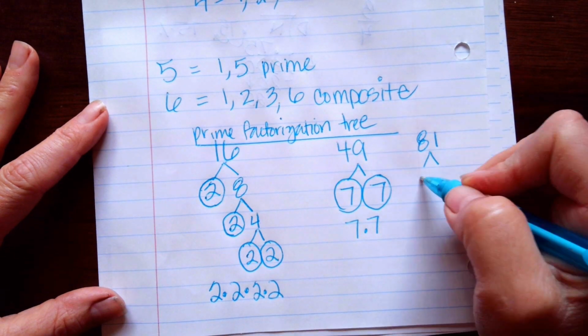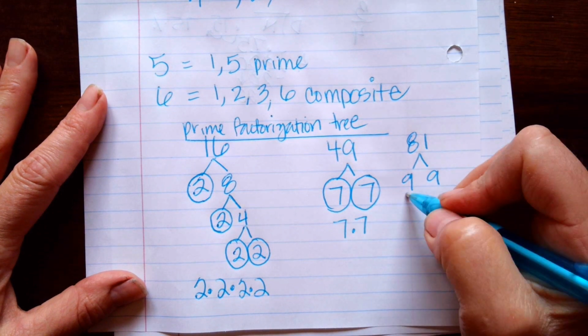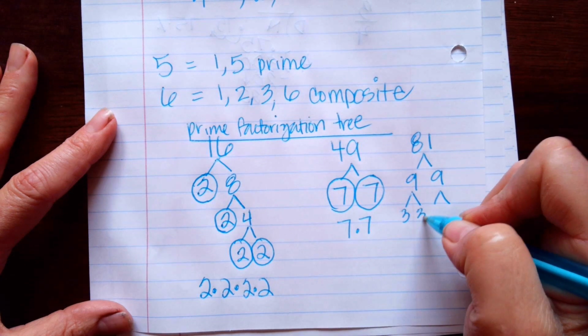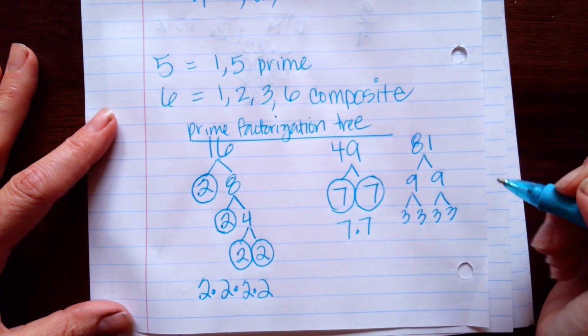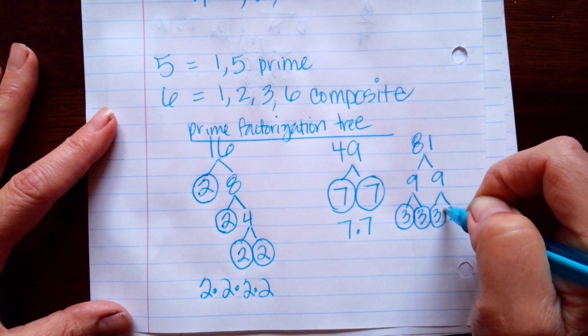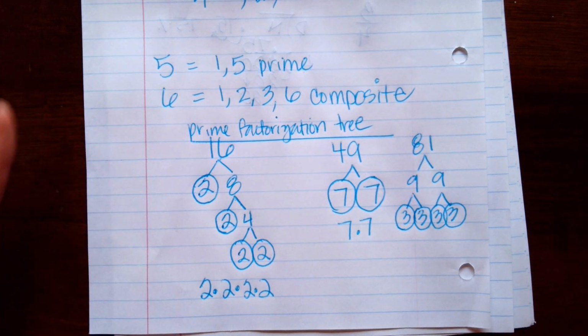So 81 has 9 and 9 as my numbers, and then 9, I can do a branch off of both of my 9s because 3 times 3 is 9. So then I circle this because 3 cannot go any lower. The only factors that go into 3 are 1 and 3.